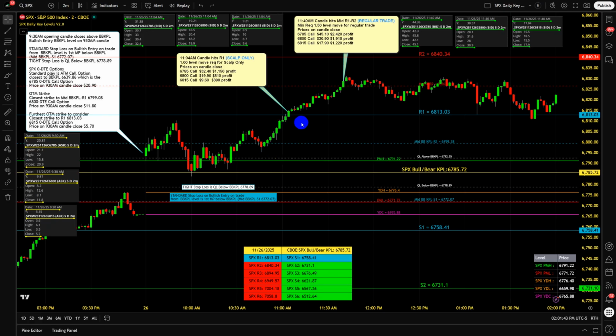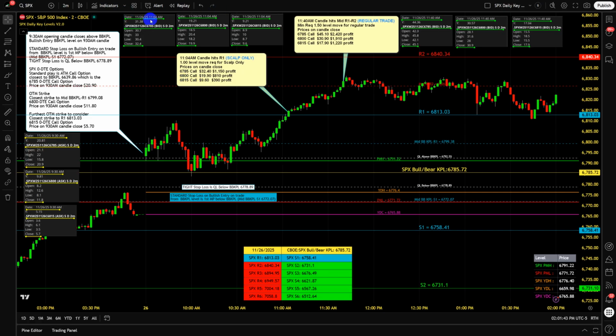With this indicator in this strategy, there are two different types of trades that you can take. One is a scalp only trade and the other is a regular trade. On a scalp only trade, you are only looking for a 1-level move in your favor to close out 100% of your contracts. So on scalps, there's no stop loss adjustment, there's no other adjustments, you're simply in and out of the trade. So on a 1-level move in your favor, you are closing out your trade, and then you're free to look for another trade opportunity should one present itself.